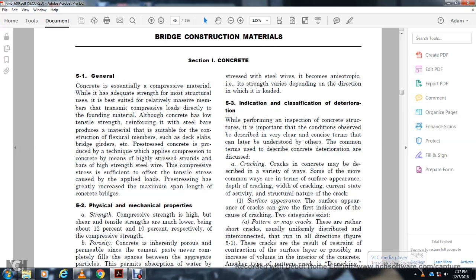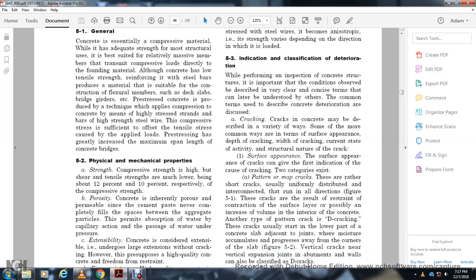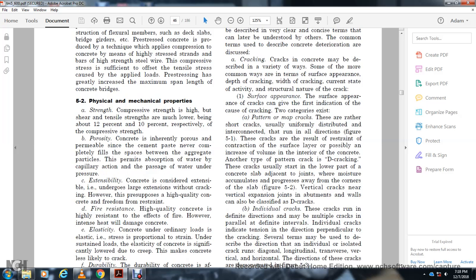Two categories exist: pattern or map cracks. These are rather short cracks, usually uniformly distributed and interconnected, running in all directions. Figure 5.1. These cracks are the result of contraction of the surface area, or possibly an increase in the volume of the interior of the concrete. Any other type of pattern is called D-cracking. These cracks usually start on the lower part of the concrete slab adjacent to the joints, where moisture accumulates, and progress toward the corners of the slab. Vertical cracks near vertical expansion joints and the abutments of walls can also be classified as D-cracks.